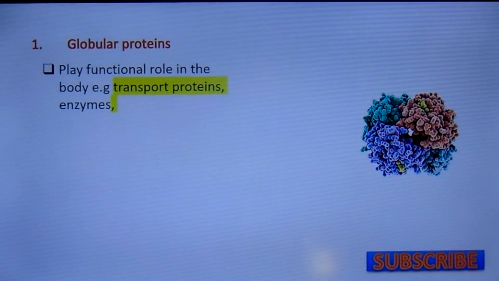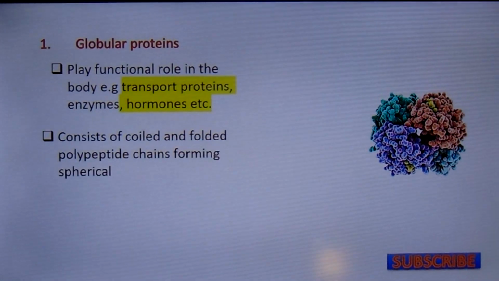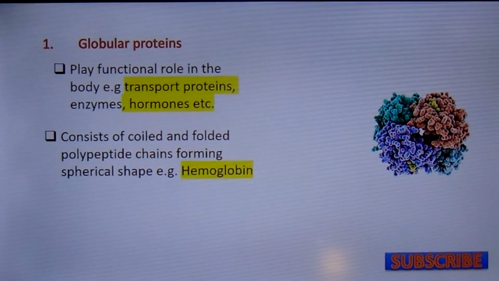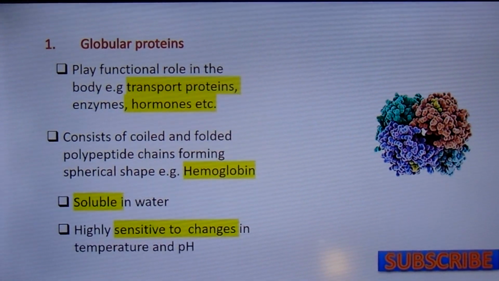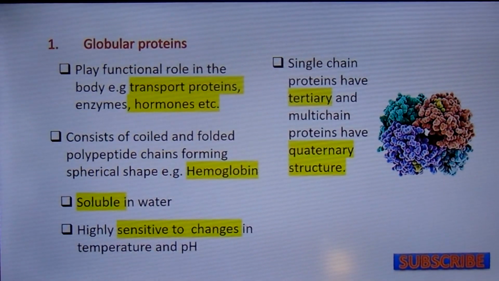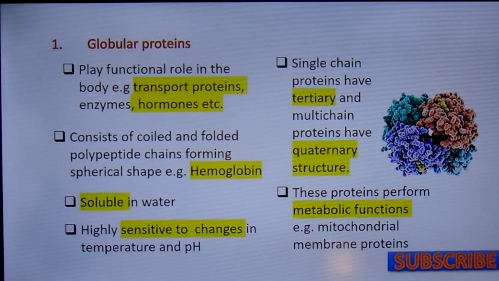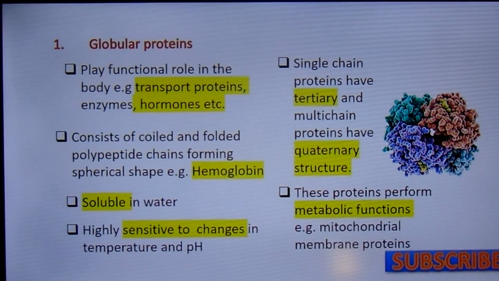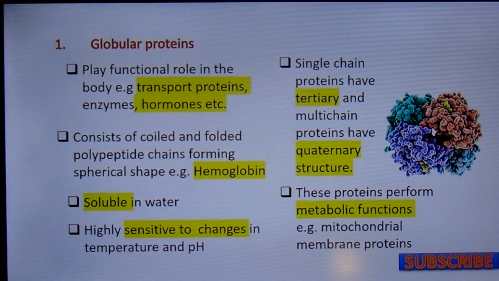Globular proteins play a functional role in the body, for example, transport proteins, enzymes, hormones, etc. They consist of coiled and folded polypeptide chains forming a spherical shape, for example, hemoglobin. They are soluble in water. They are highly sensitive to changes in temperature and pH. Single chain proteins have tertiary and multi-chain proteins have quaternary structures. These proteins perform metabolic functions, for example, mitochondrial membrane proteins.